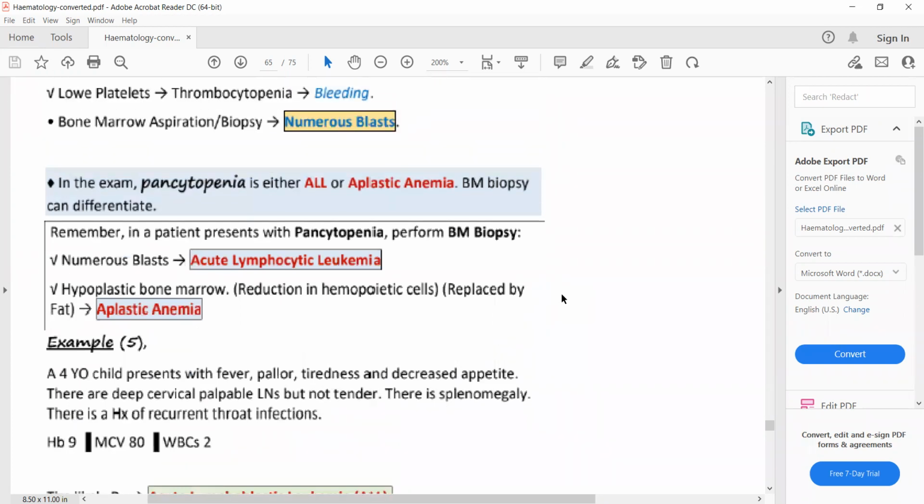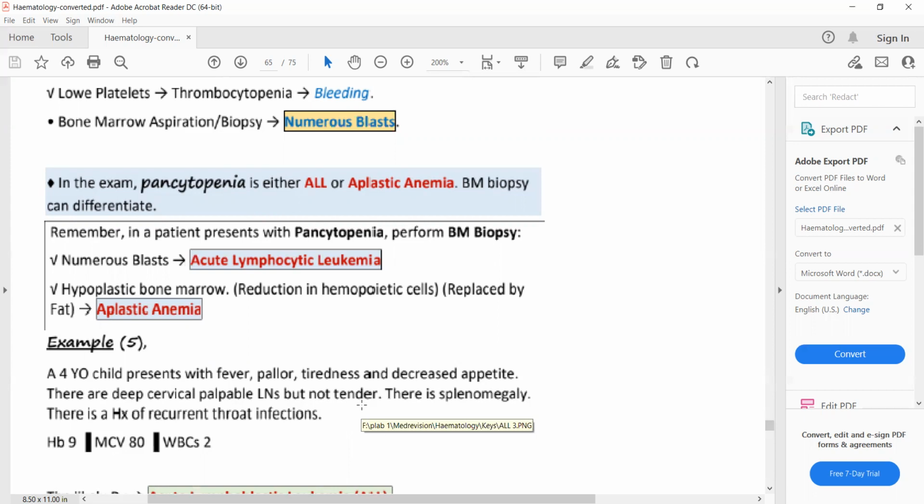So let's do an example. A 4-year-old child presents with fever, pallor, tiredness, and decreased appetite. There are deep cervical lymph nodes, but not tender. Remember that in leukemias and in lymphomas, lymphadenopathy is painless.